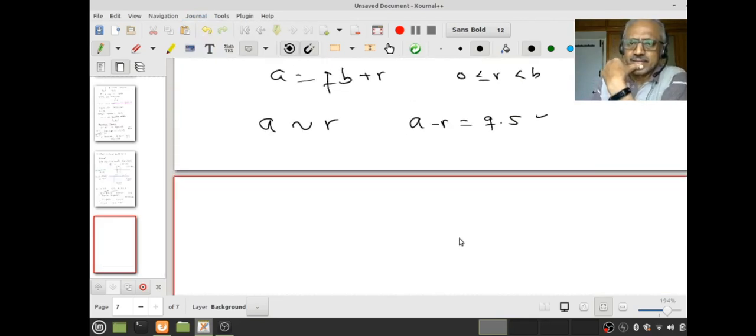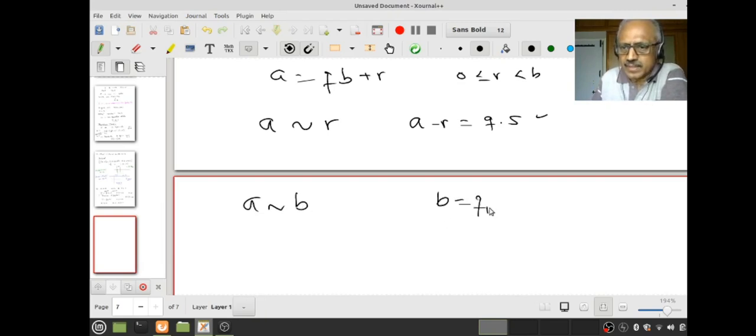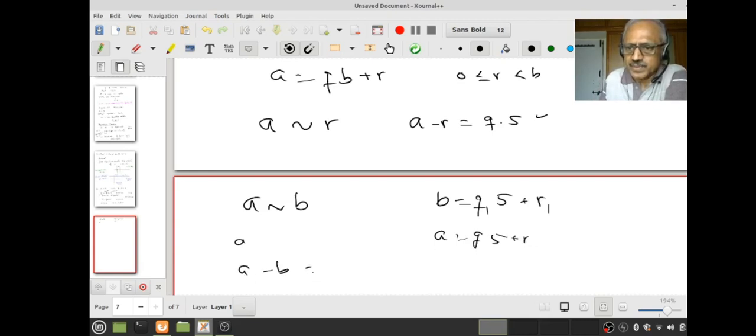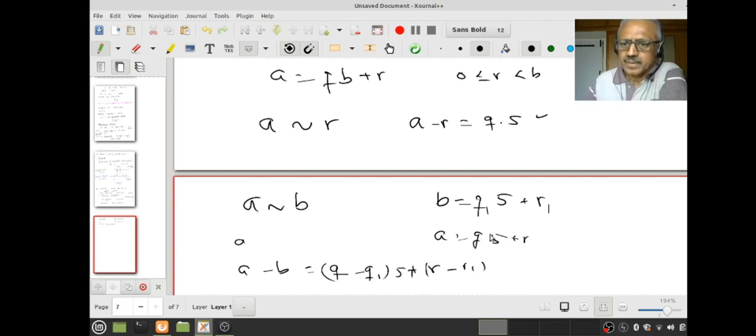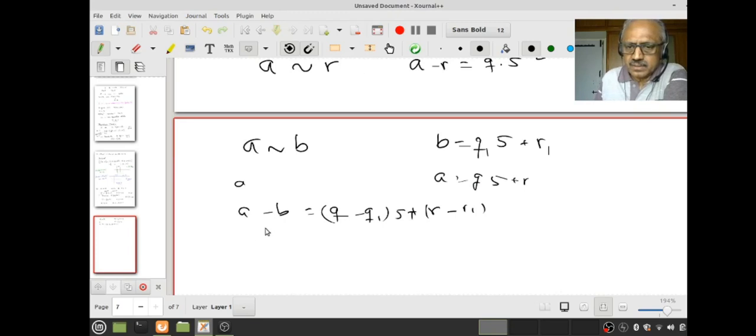So, when is A related to B? Suppose I write B as Q1 times 5 plus R1 and A as Q times 5 plus R. What is A minus B? That is (Q minus Q1) times 5 plus (R minus R1). If A is related to B, that means 5 divides A minus B. And just now I said, if I divide this, the remainder must be 0. That means this must be 0.